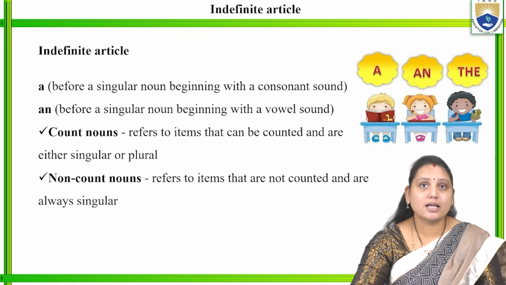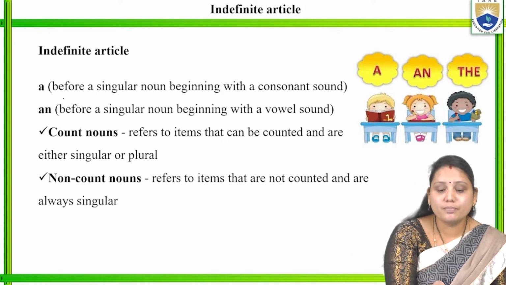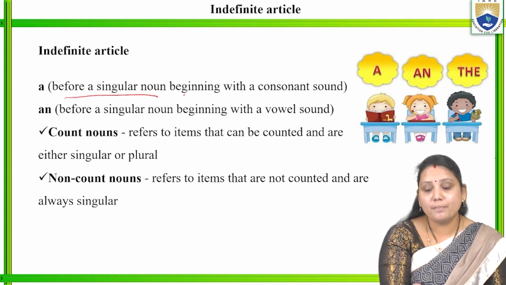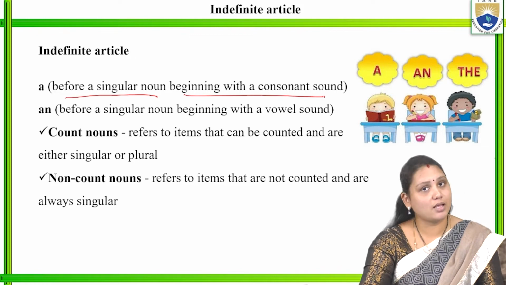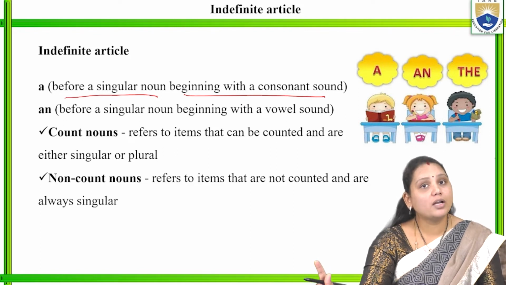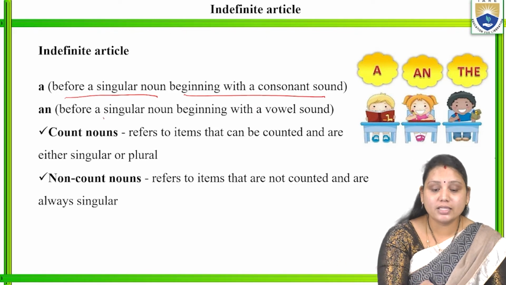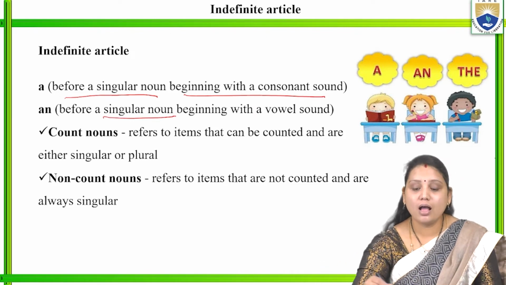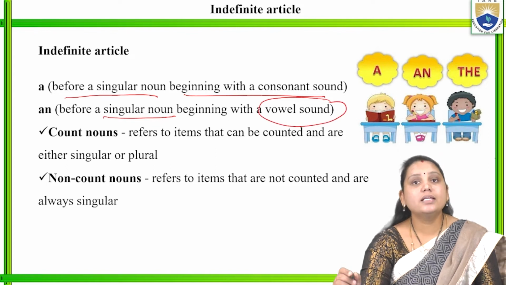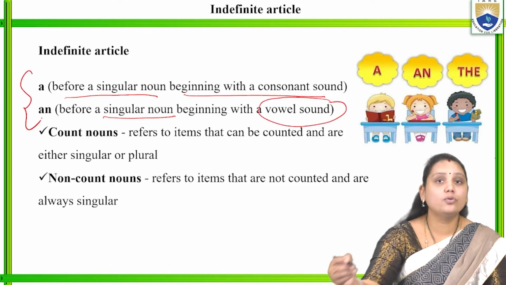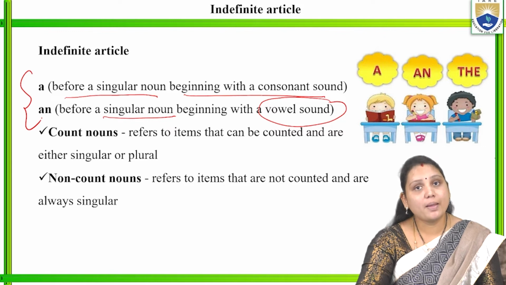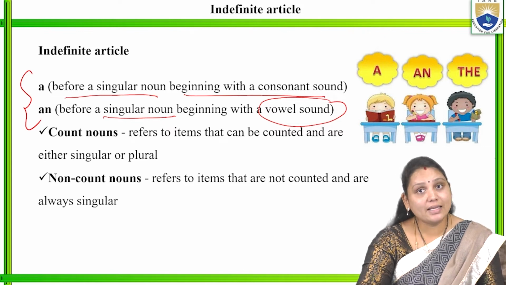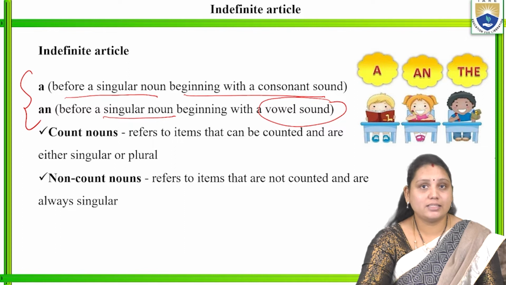Next, indefinite article a. A is used before a singular noun beginning with a consonant sound. We have already discussed it. We are going to use it in the singular way and also in front of consonant sounds. Next, an before a singular noun beginning with a vowel sound. These are the two important rules you have to remember and also practice while using the articles.